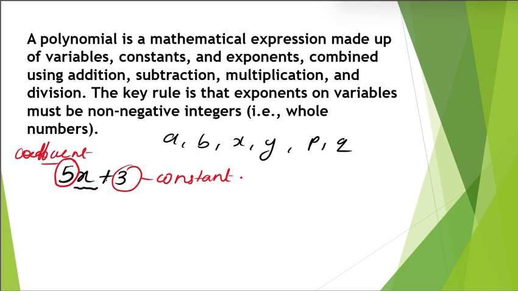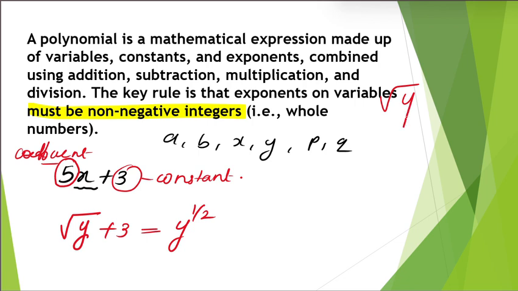Now, there is a key rule that the exponent of the variable must be a non-negative integer. What does it mean? If we consider another expression like root y plus 3, will it be a polynomial? It won't be a polynomial because root y means y to the power 1 by 2, so it will be y to the power 1 by 2 plus 3. You can see the exponent of the variable becomes 1 by 2. It is not a whole number, right? So the key rule is that it must be a non-negative integer.